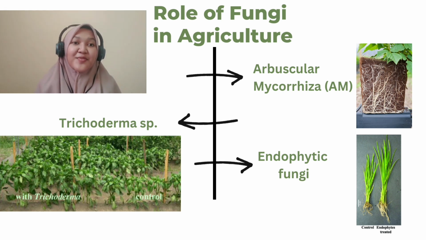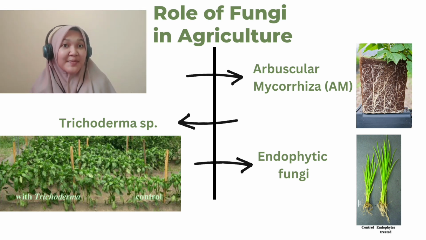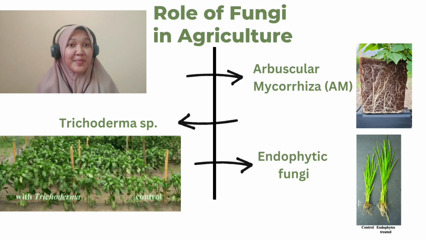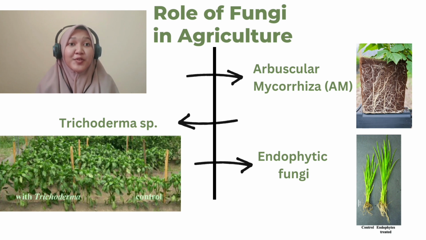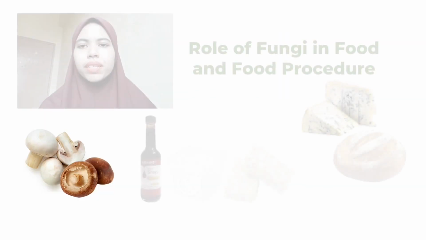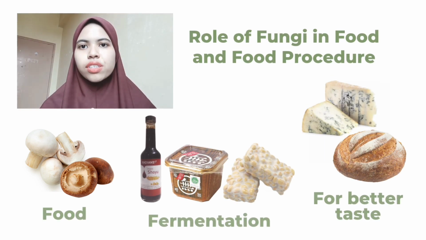Lastly, endophytic fungi. It plays a role in biotic stress tolerance as well as bioremediation and phytoremediation. It helps improve soil quality by removing chemical toxins and contamination from soil and also the environment. For example, Fusarium strains have been observed to trigger phytoremediation. Fungi play an important role in the food and food processing industry.